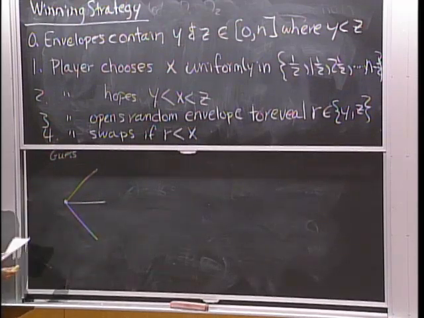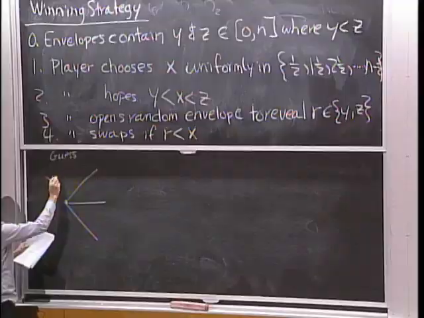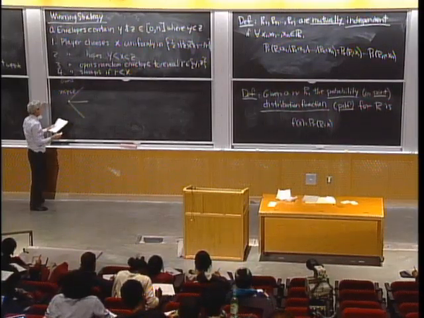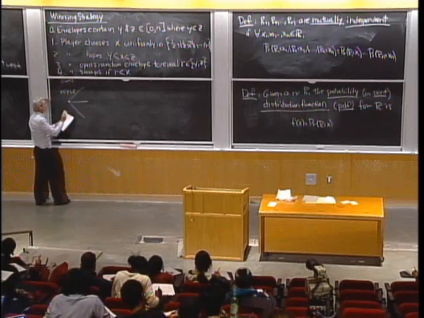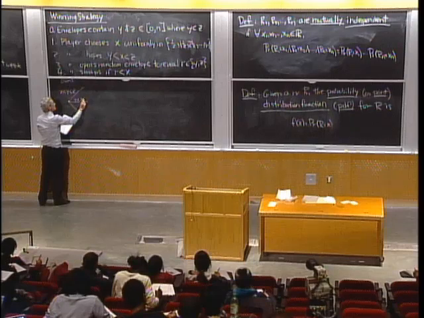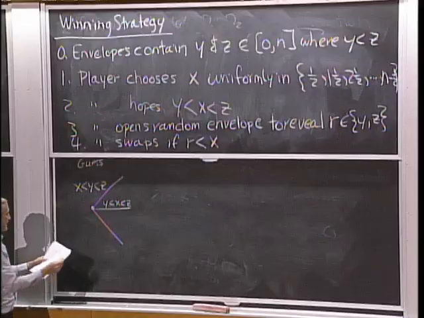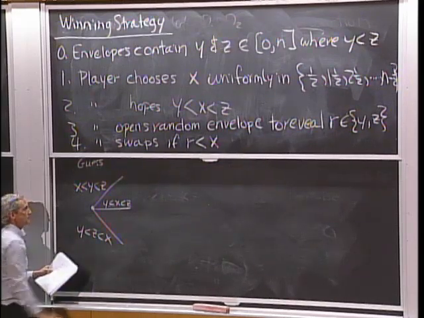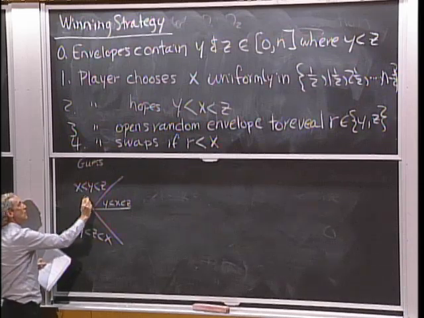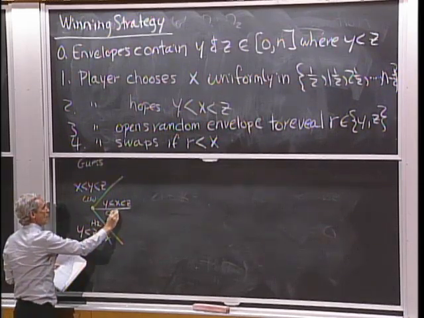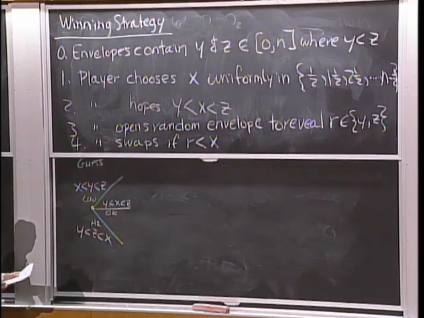You might have guessed too low, in which case x is less than y, y is less than z. You might have guessed perfectly, in which case x is between y and z. Equals not possible. Or you might have guessed too high, in which case y is less than z is less than x. All right, so here is low, here's high, and here is an OK guess, a good guess.